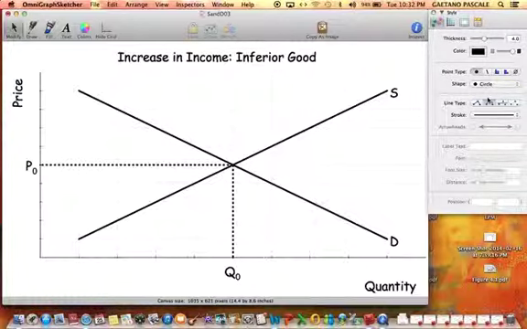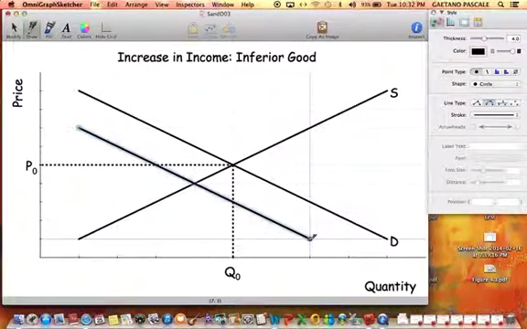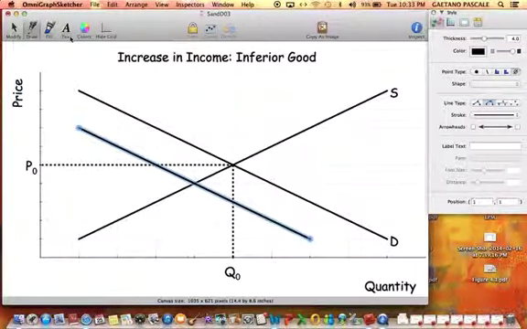We have an increase in income for an inferior good. And for an inferior good, the relationship between income and demand is an inverse relationship. They move in opposite directions. So if we have an increase in income, the demand curve is going to decrease. It's going to shift to the left. So if I draw in that new demand curve that represents the increase in income for an inferior good, that is our new demand curve.